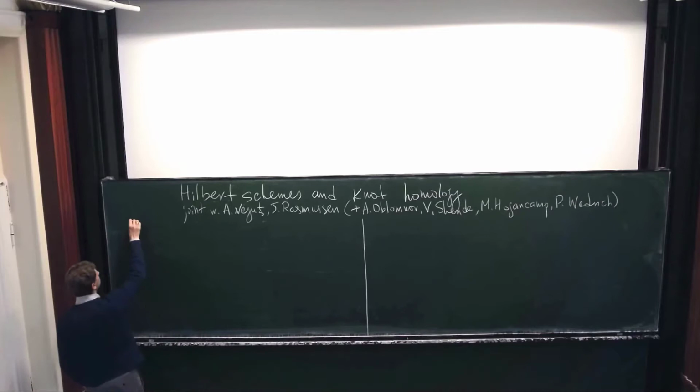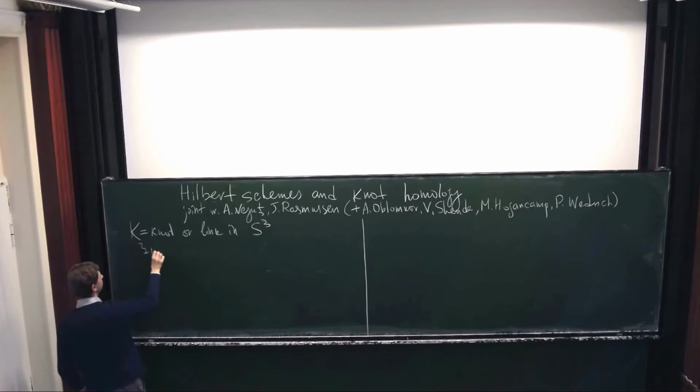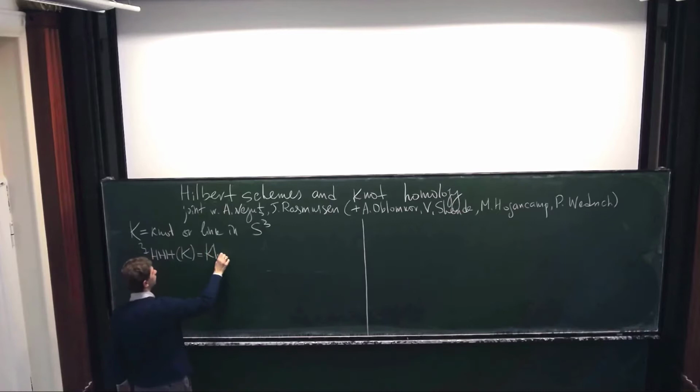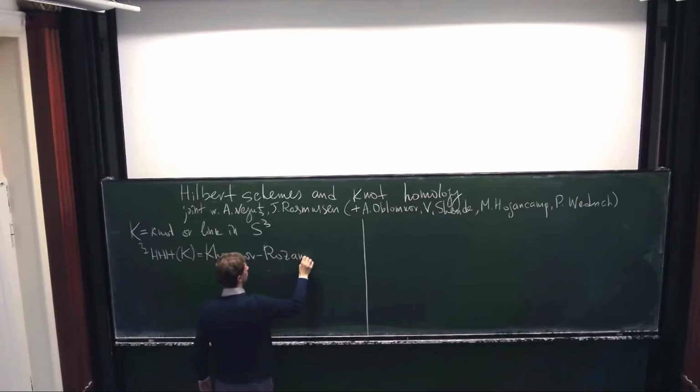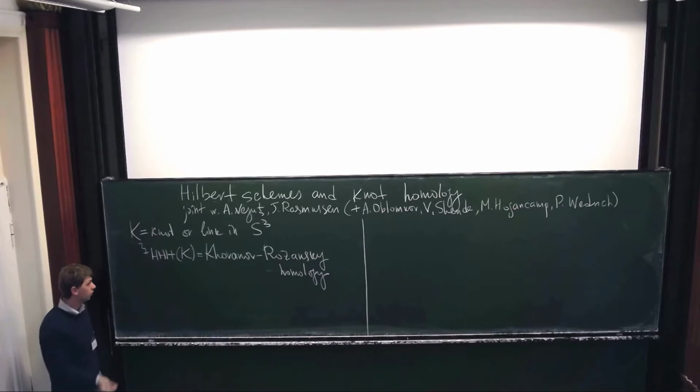If I have a knot K, I can associate to it what is called HHH of K. This is the Khovanov and Rozansky homology. This is some invariant of this knot, it's a topological invariant. I will define it later today, and the definition is not so complicated, but not so easy. So what do we need to know about it right now? This is a triply graded vector space, at least.